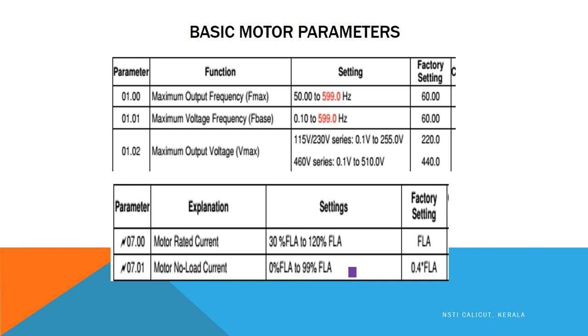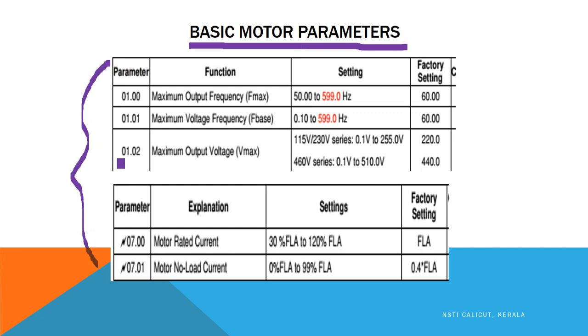So if the motor is running at no load, the VFD will be sensing that. From here, we will be able to set 7.01 to your required value. The suggested value is 0.4 into full load ampere. So before giving any supply to the motor, the basic parameters should first be set by the technician. These are the most required items for every VFD.